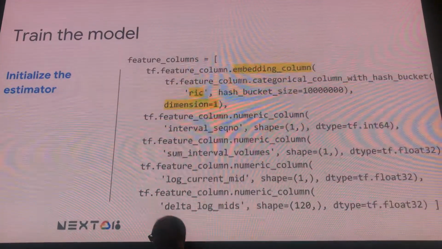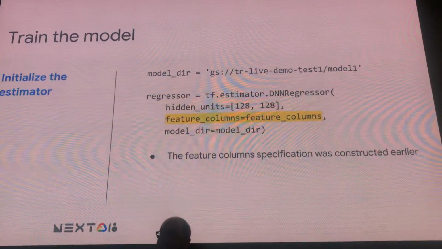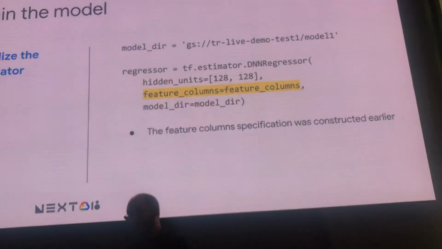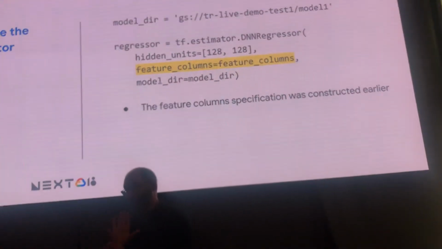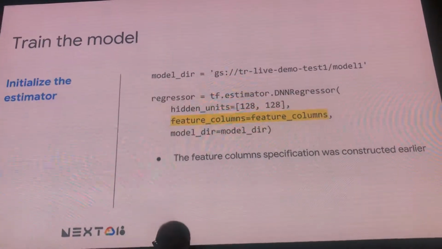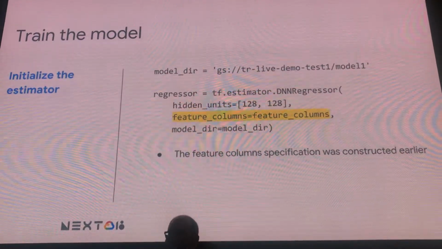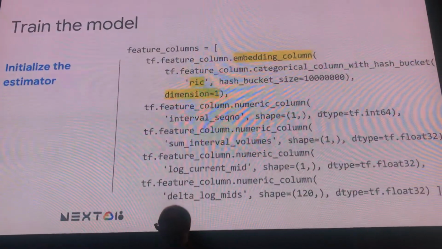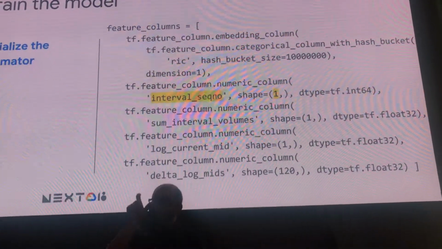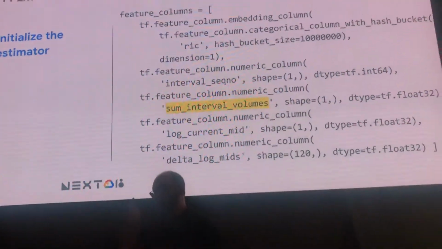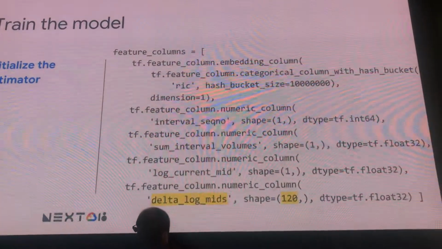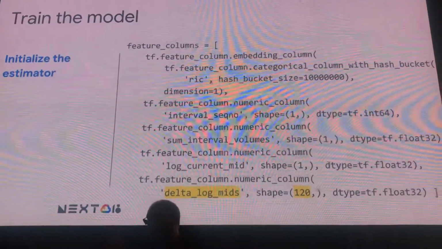And model directory is an important argument that specifies where the model is going to be saving its periodic checkpoints, so its state, and where it's also going to periodically save its training and evaluation statistics. Here I'm again going over the feature columns. There is an embedding column for the rig, there is a numeric column for interval sequence number of shape 1, sum interval column shape 1, log current meet, they all have width 1, and delta log means has width 120.